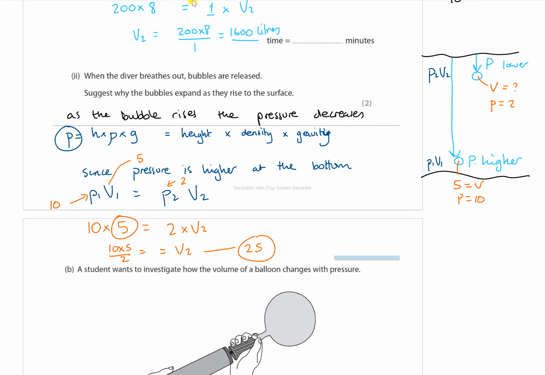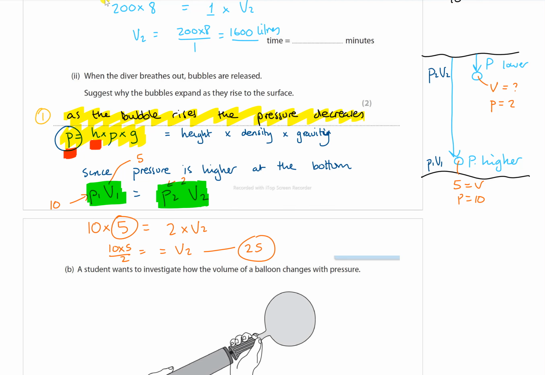Right, so the first reason: as the bubble rises, the pressure decreases, and since P1 V1 equals P2 V2, so what you would do is write this line. We know that as the height gets smaller, the pressure will get smaller, right? Now we also know that the pressure times volume at the bottom and at the top will be equal. So this means that the volume must increase.